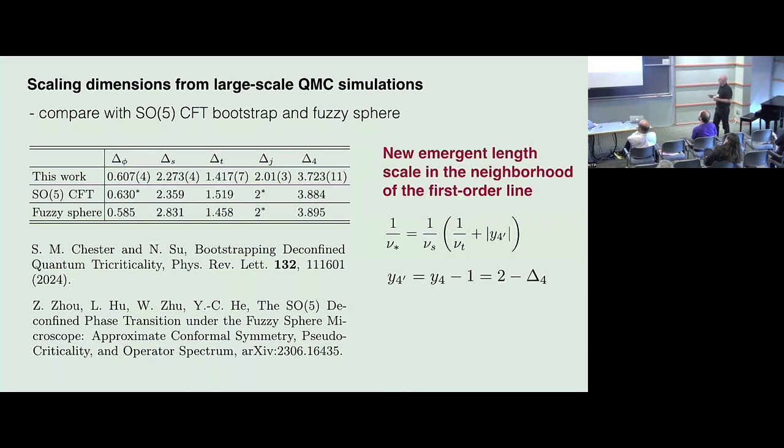Namely, when we actually cross the transition on the first order line, what we have demonstrated is that there's a new emergent length scale that you would not necessarily immediately predict when you just see the scaling dimensions. So there's this exponent that we call nu star, which is related to the singlet correlation length and the traceless correlation exponent in this way. And this is related to one of these irrelevant scaling dimensions.